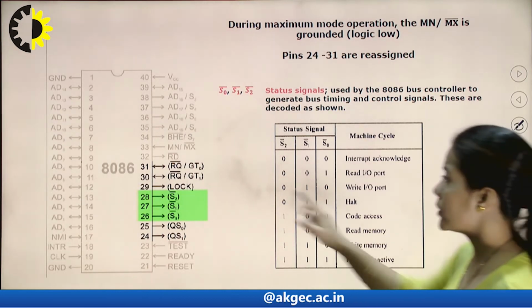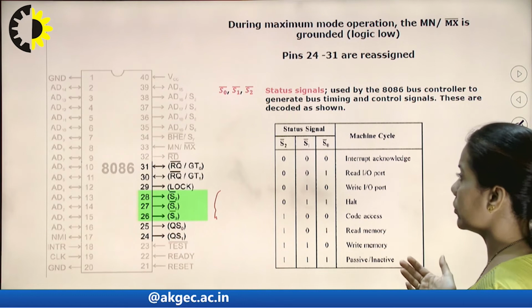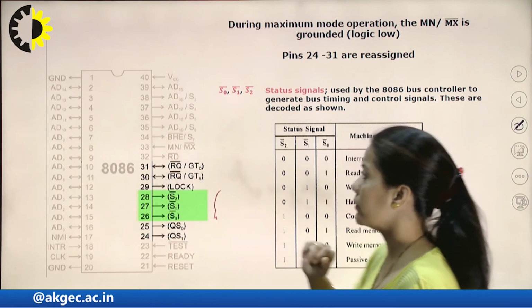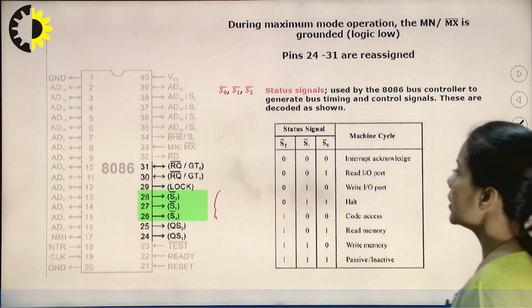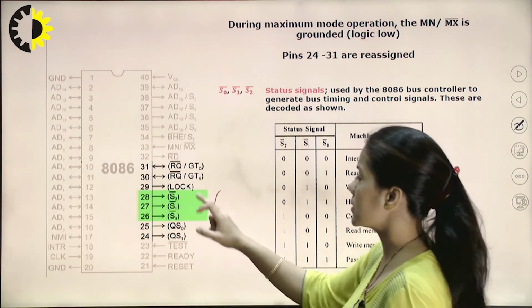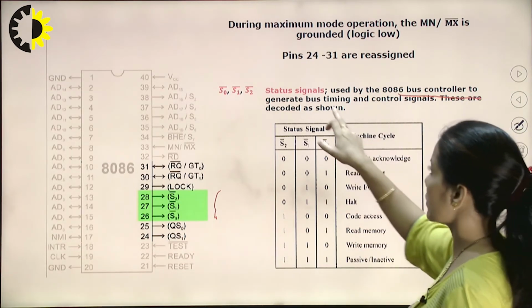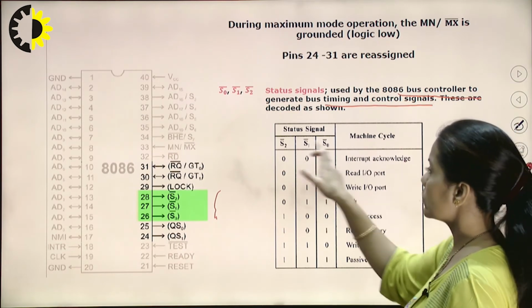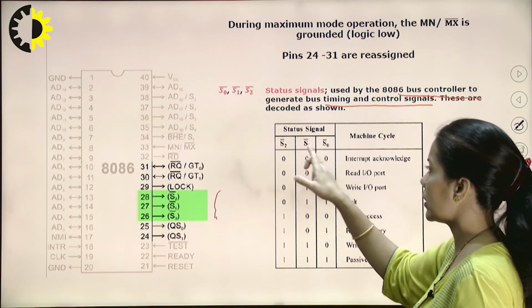And what about these signals? Now we have come to the maximum mode. In the maximum mode, pin numbers 24 to 31 have different roles from those discussed in minimum mode. First of all, we will discuss these status signals. These are used by the 8086 bus controller to generate bus timing and control signals. Let's see how. These are the combinations for the signals S0, S1 and S2.